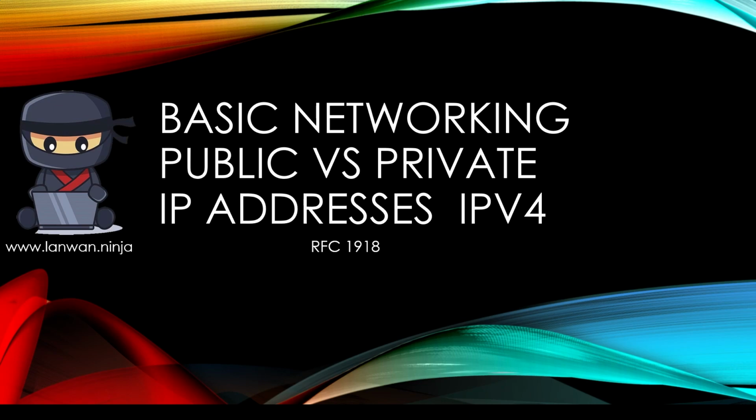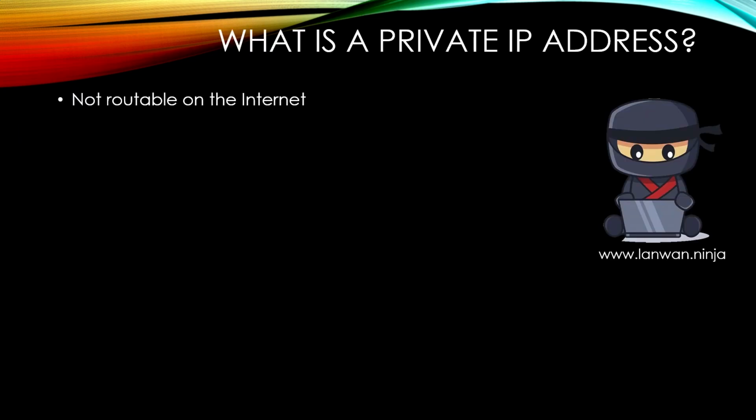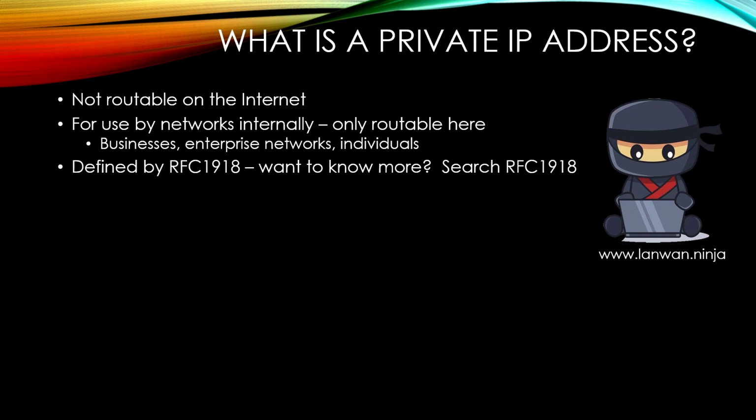So let's get started. A private IP address is not routable on the internet, and it's for use in companies' internal networks, and that's where it is routable. It's for businesses, enterprise networks, and individuals. You probably have a private network at your house right now. Private IP addresses are defined by RFC 1918, and if you want to know more about that RFC, just search RFC 1918. There are 3 blocks of private IP addresses.